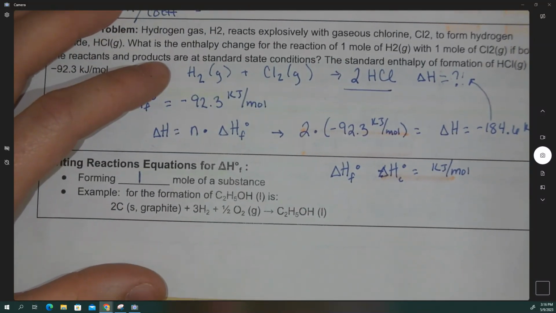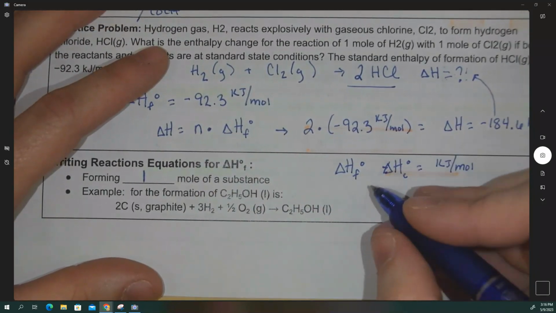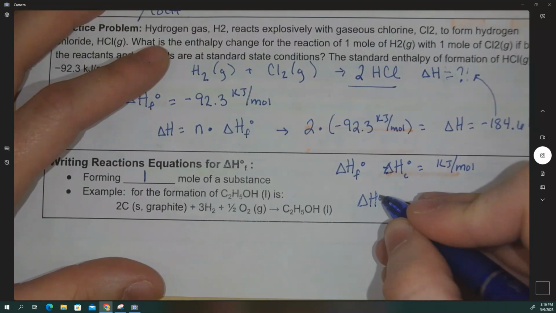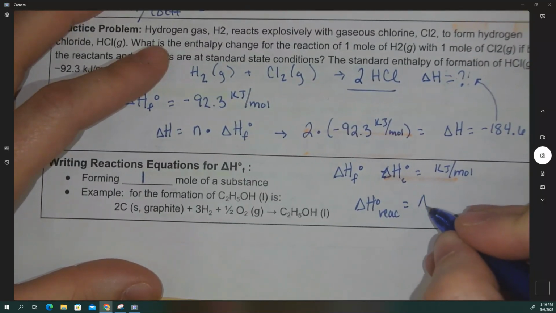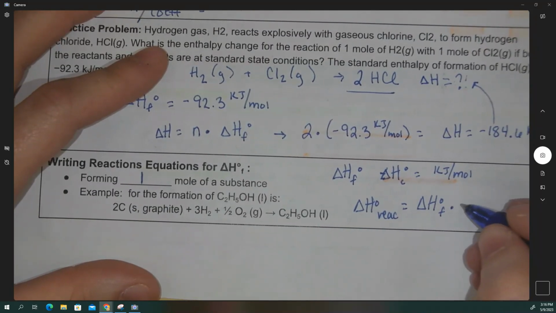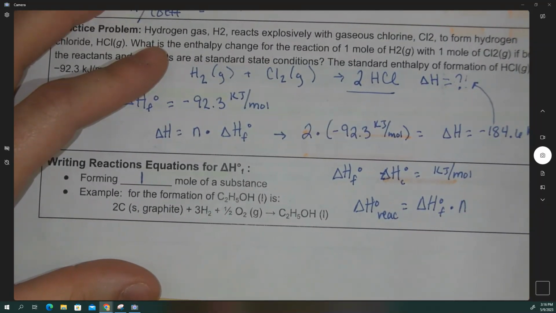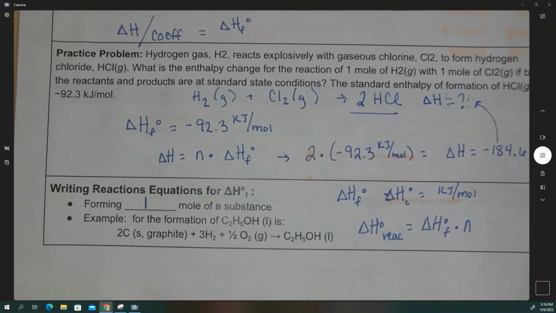And if we were to figure out our equation, which I have over here for you, if we wanted to figure out the delta H of our reaction, that would be our enthalpy of formation times our number of moles. All right, and that is it for our enthalpy of combustion and enthalpy of formation.